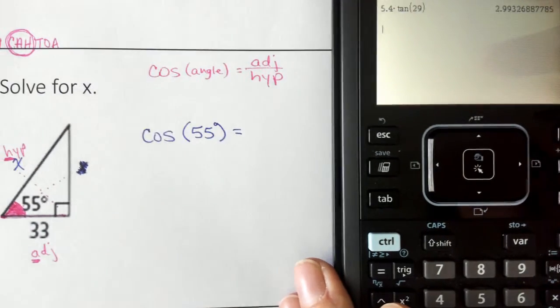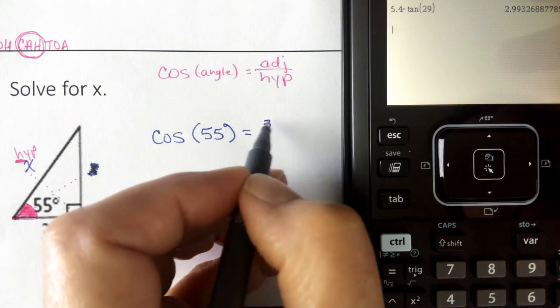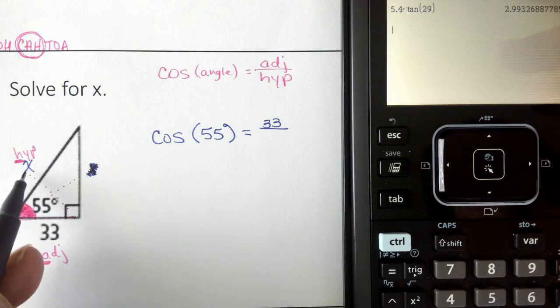Well, I'm not actually finished with my picture after all. The 33 down here on the bottom is adjacent, and the hypotenuse is the x.